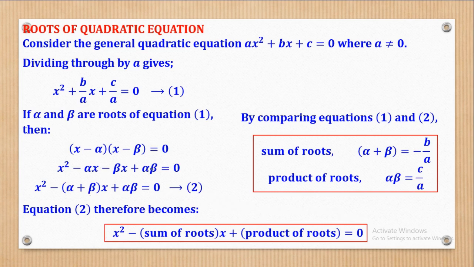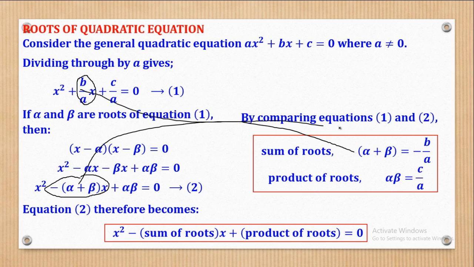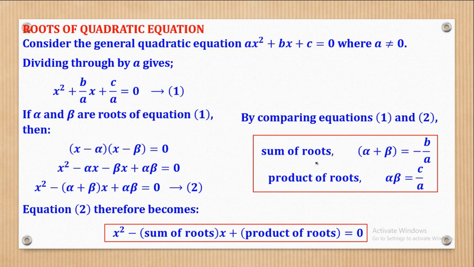Also, there's something we need to realize when you compare this with this. You realize that alpha plus beta will be equal to negative b over a, because here this is positive b over a and this is negative in brackets alpha plus beta. So when I take negative here, it will become negative b over a. Therefore, the sum of roots is equal to negative b over a, and the product will be c over a. When you compare this with this, they will be equal.